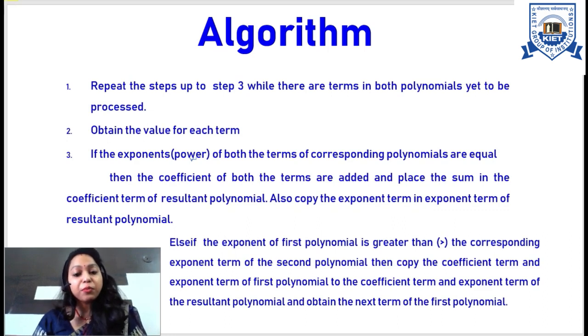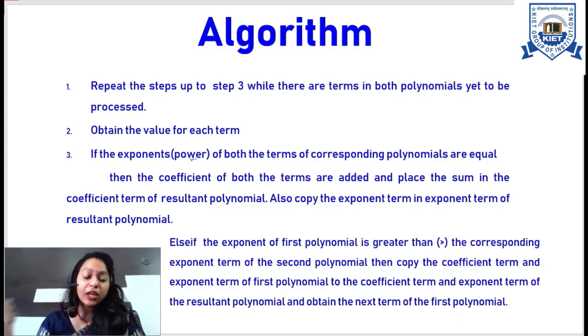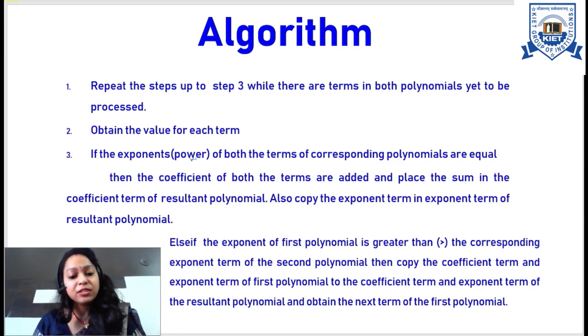If the exponent powers of both the terms of the corresponding polynomials are equal, then the coefficients of both the terms are added and the sum is placed in the coefficient term of the resultant polynomial. We were doing the same thing. We were comparing the exponent values for both the terms, and if the exponent values are the same, then we were adding the coefficient values for both the terms and placing the sum in the coefficient term of the resultant polynomial. And we were also copying the exponent into the exponent term of the resultant polynomial. We can copy from any of the terms as both the exponent values are the same.